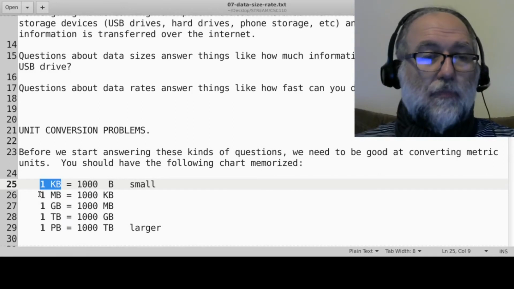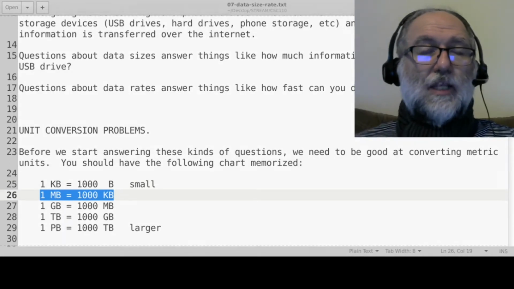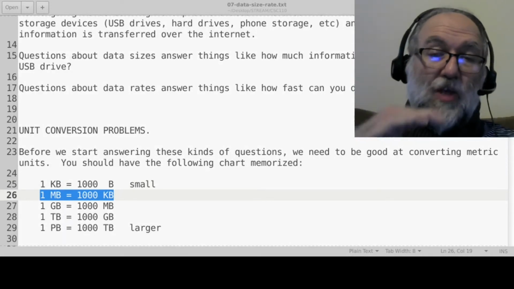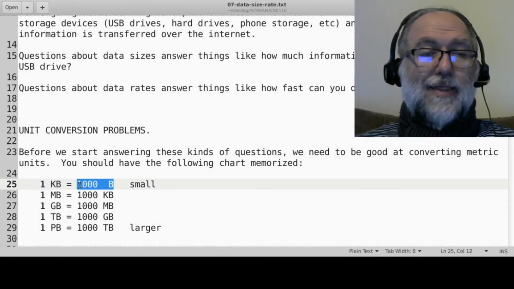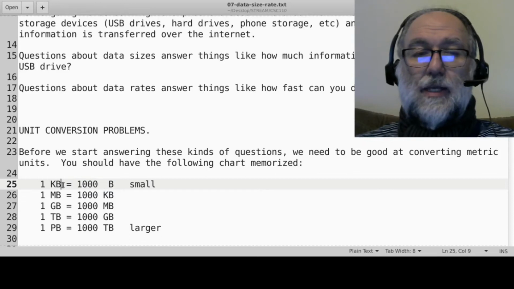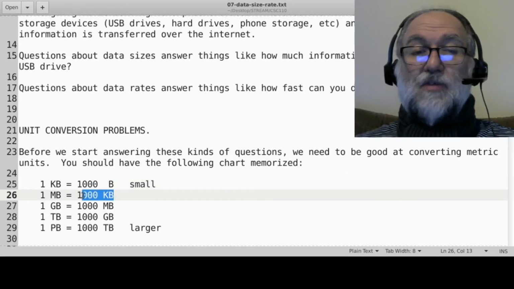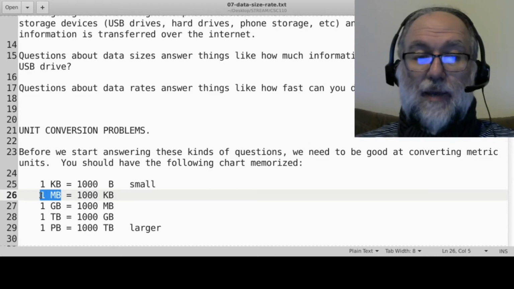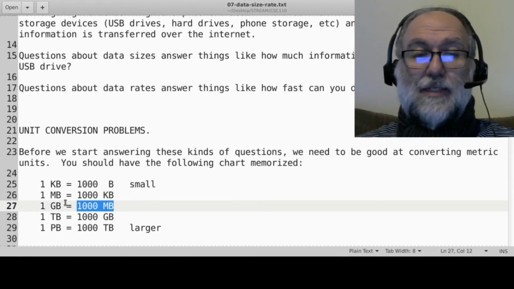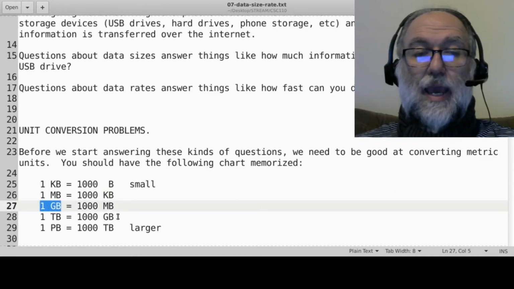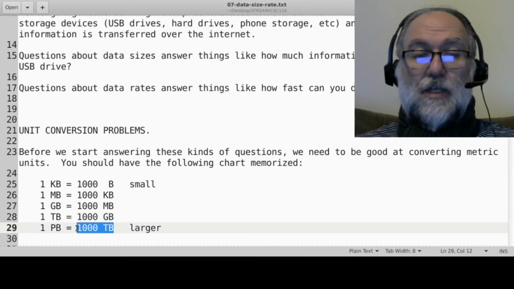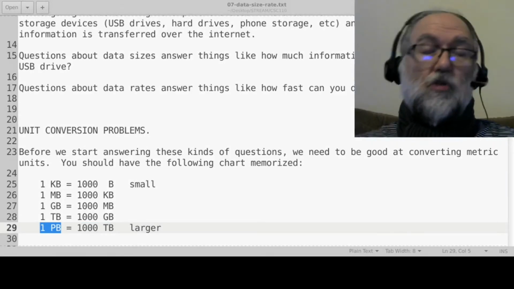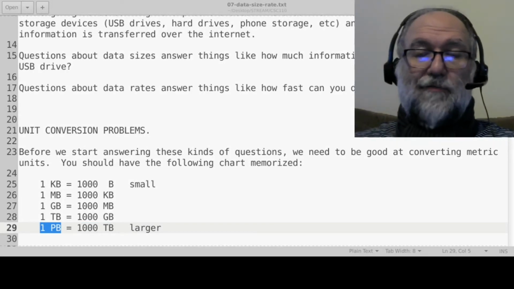And each metric prefix goes up by a factor of 1,000. So starting again at the bottom, 1,000 bytes is a kilobyte. Then 1,000 kilobytes is a megabyte, and then 1,000 megabytes is a gigabyte, and 1,000 gigabytes is a terabyte, and 1,000 terabytes is a petabyte. It goes on past that, but that's enough for our course.